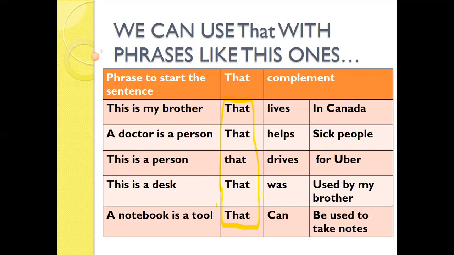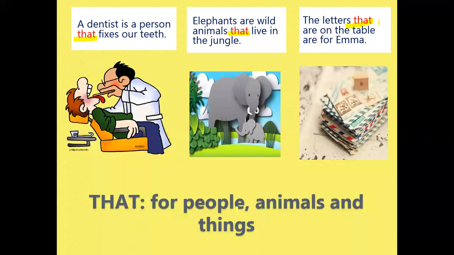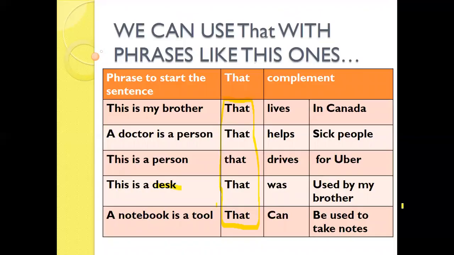This is a desk that was used by my brother. Instead of that, we can have which because a desk is an object. So you can have, this is a desk which was used by my brother, and both of them mean the same. The notebook is a tool which can be used to take notes or that can be used to take notes. So you notice that you can use that for either of the cases. You can use it as well, as I was mentioning, to talk about people, to talk about animals, and to talk about things. That is the use for that.